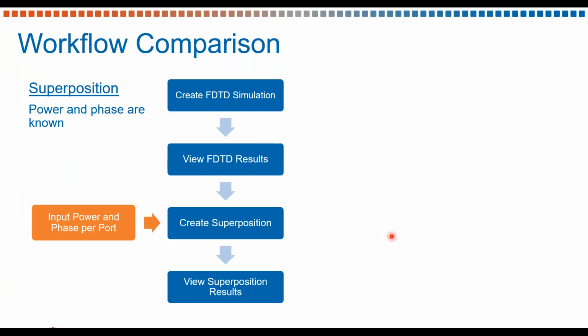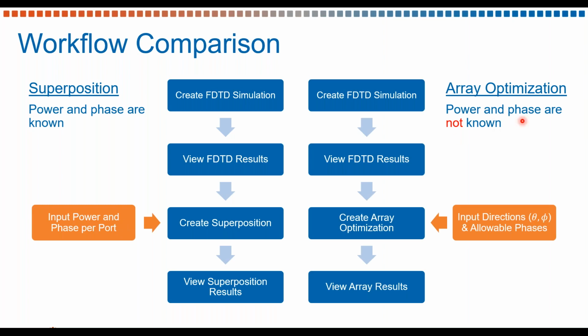So comparing the workflow between superposition and array optimization. In superposition, users are already aware of the power and phase that would be getting into each of the ports in your antenna array. In case of an array optimization, the power and phases are not known, and the inputs are the directions and the allowable phases, and the phases for each of these elements would be calculated based on an optimization algorithm. So these two features coupled together would greatly streamline designing any beamforming applications for 5G devices.